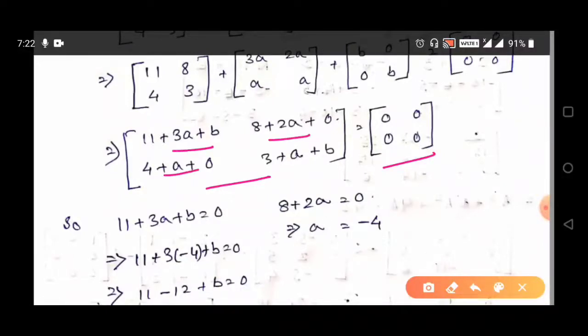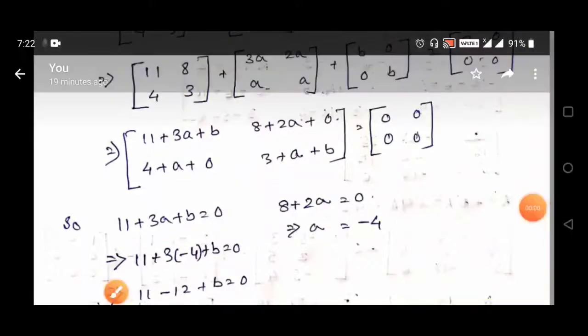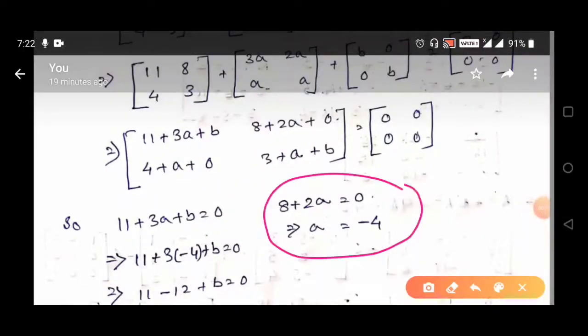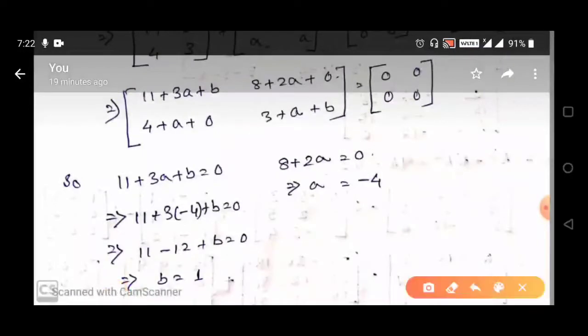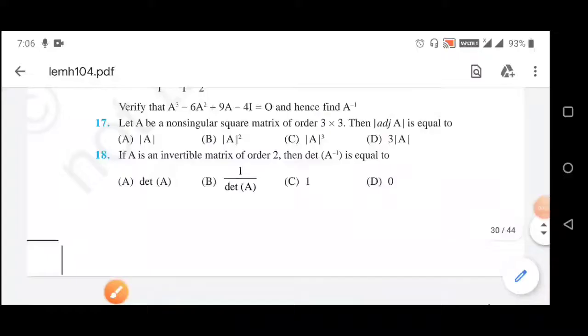So from here we can write 11 plus 3a plus b is equal to 0, 8 plus 2a is equal to 0. From here we will get a is equal to minus 4. We can put the value of a in this equation, and from here we can find b is equal to 1. So value of a is minus 4 and value of b is 1.